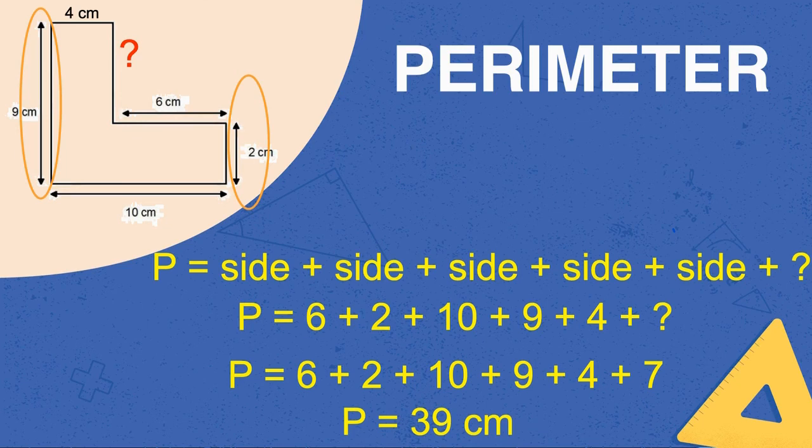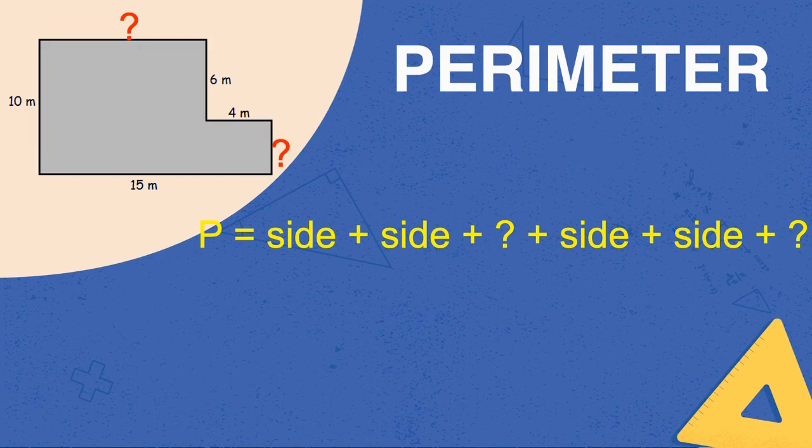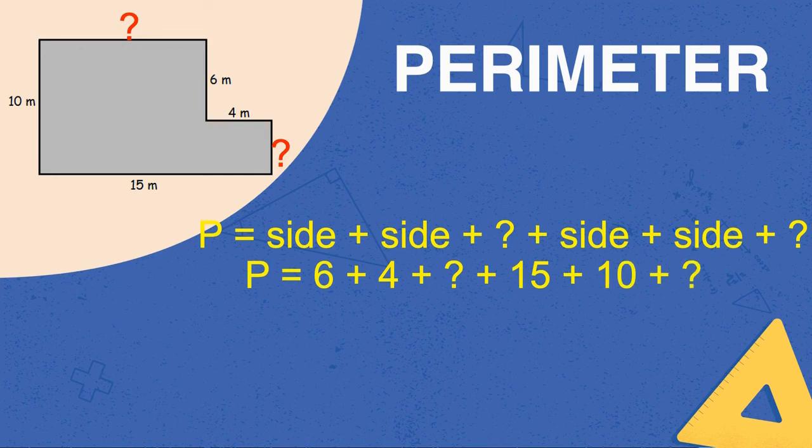But wait, what happens when you don't know the length of two sides? Well, don't worry. I'm going to show you how to solve this one right now. We do it the same way. First, we must write out our formula. So let's go. Our formula should look like this. Now, let's fill in the information we know. 6 plus 4 plus unknown plus 15 plus 10 plus unknown. Now, we need to figure out the length of the unknown sides.